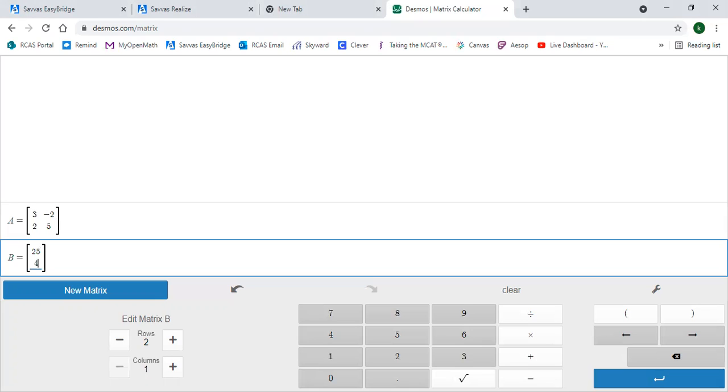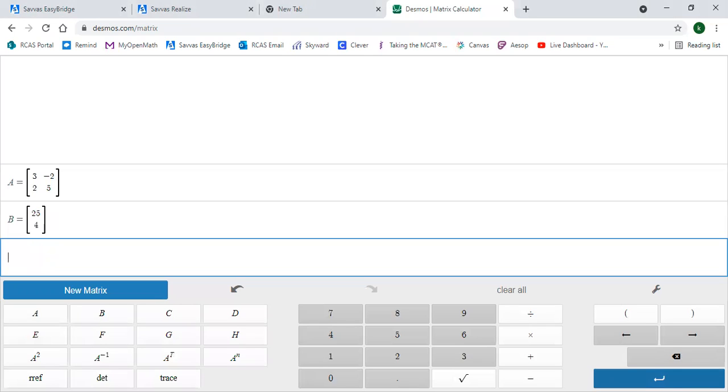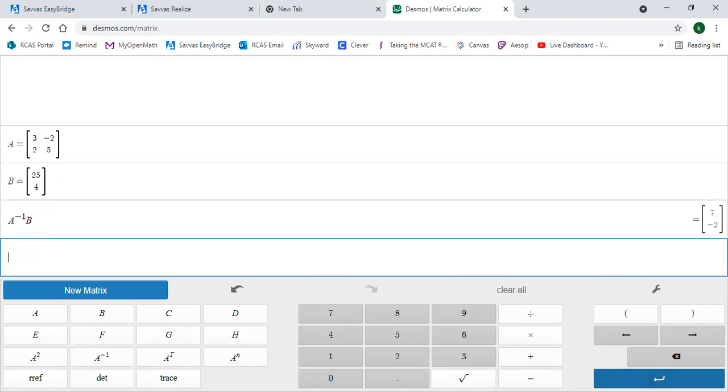And then we go and we do a calculation on here. The calculation goes like this. I take my A inverse matrix. Oops, let's get the A first. A, put the inverse on it. And then I take that times the B matrix, and I hit enter, and the calculator does all the work. Tells us over here on the right, the answer was 7 and -2.